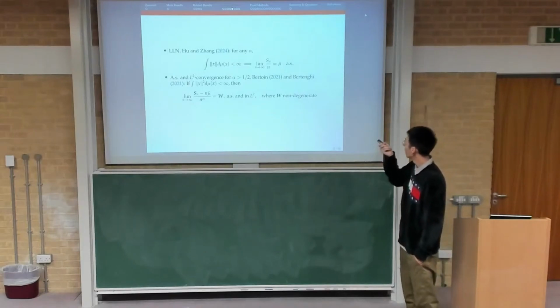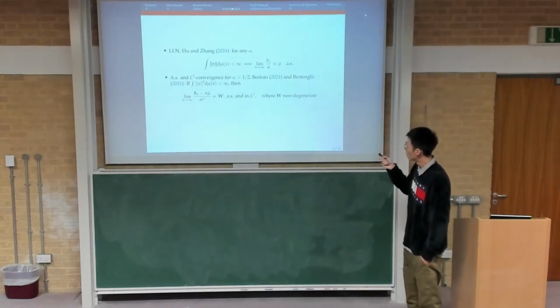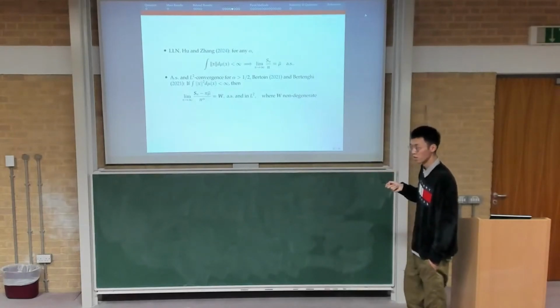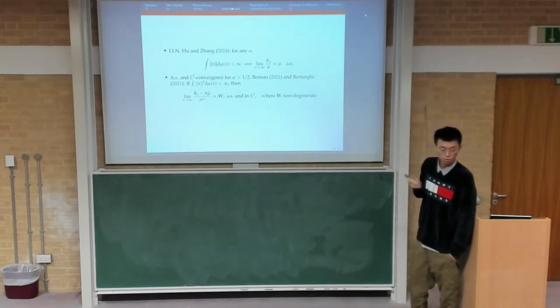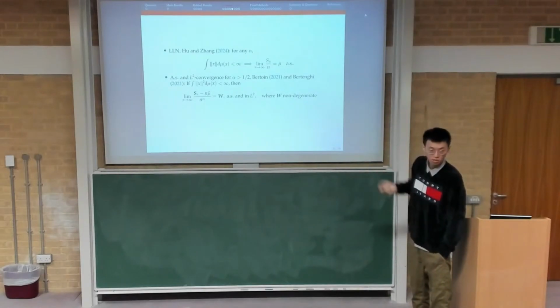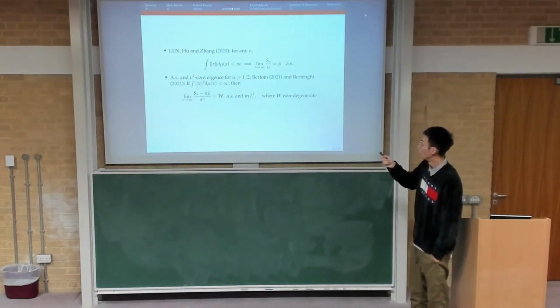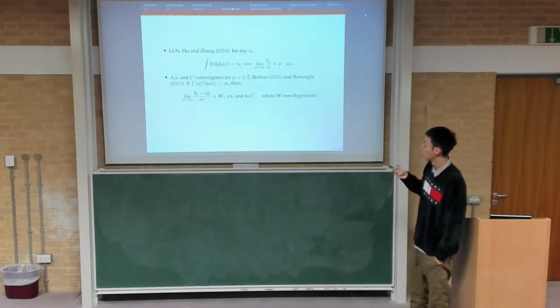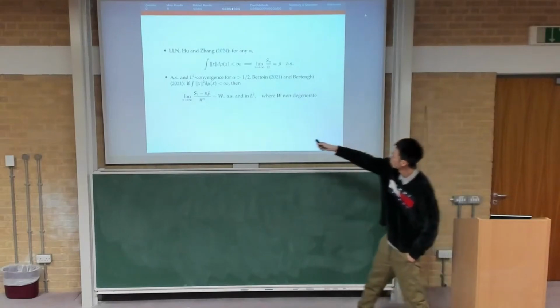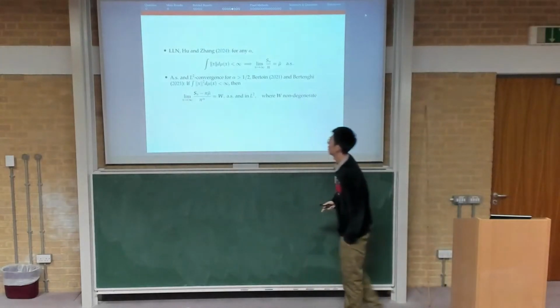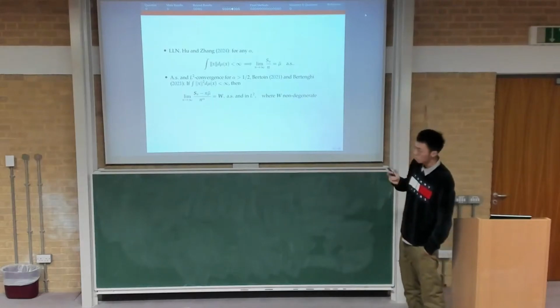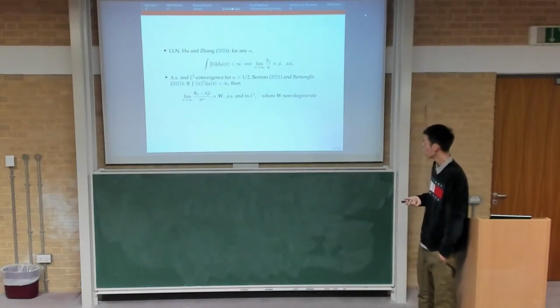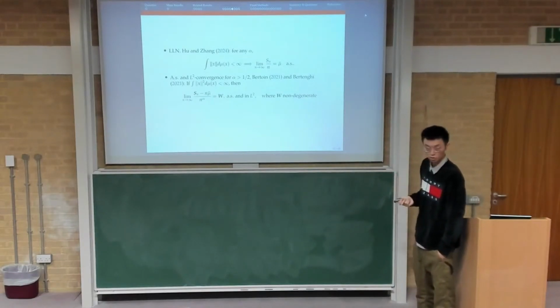For any alpha, there is a strong law of large numbers. When the first moment exists, then Sn divided by n will converge to mu bar, which is the expectation of mu. Then when alpha is greater than 1/2, the normalized process Sn will converge to W almost surely and in L2. And W is non-degenerate.